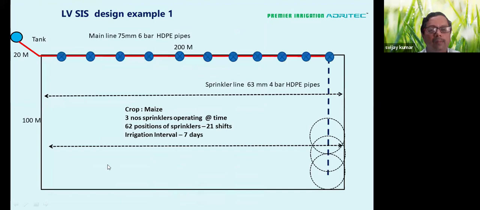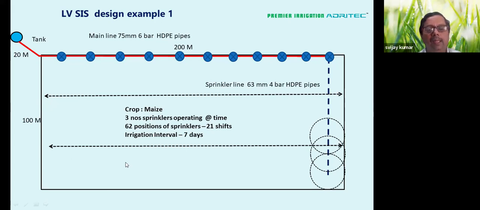So how is this going to be laid out? This is how it is going to be laid out. You have the tank over here. This is the plot, 100 meters by 200 meters. And this is the main line that is going to come at the edge of the plot. And you are going to have these shifting positions of the sprinkler line. The dotted line is the sprinkler line. And there are going to be 3 rain guns or 3 sprinklers over here. And like I told you in the calculation, we have 3 sprinklers operating at a time. And there are 62 positions for this entire area to be covered.